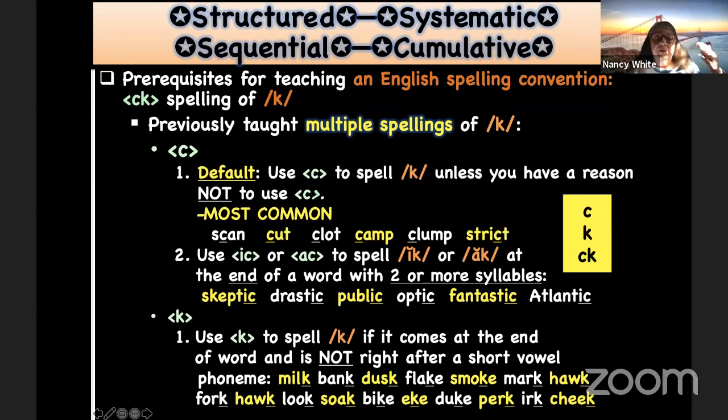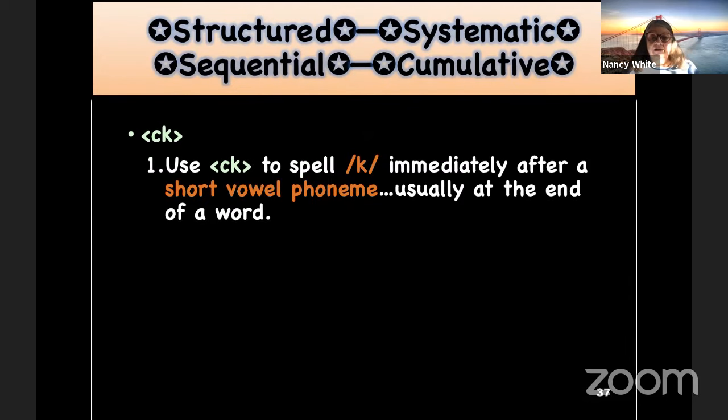So those are examples, because one of the things, if you read about teaching something, is that giving examples is important, but also giving non-examples. So these are places where you do use a C. These are places where you don't use a C, and the reason is because of those that we just talked about. So then you're ready. So use CK to spell K.